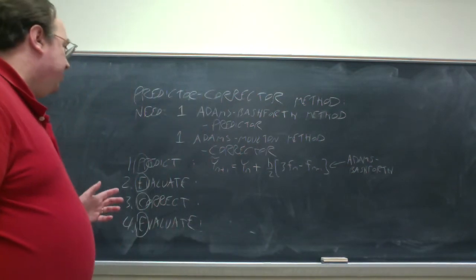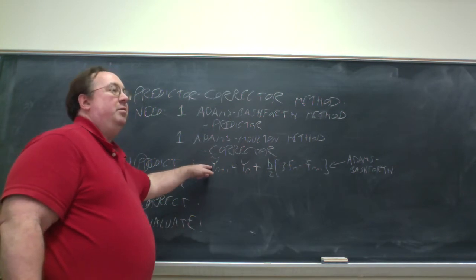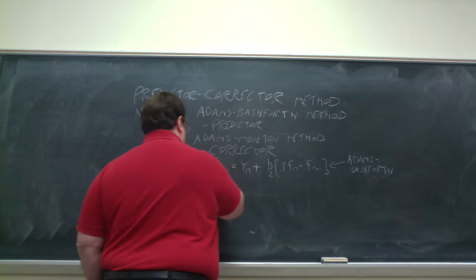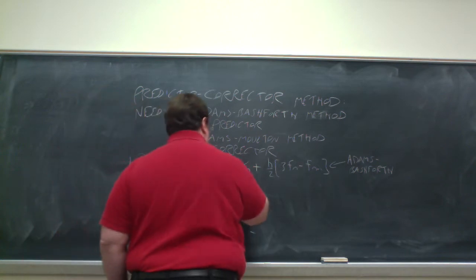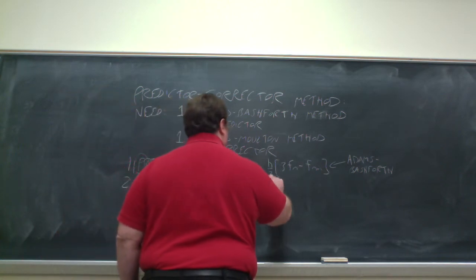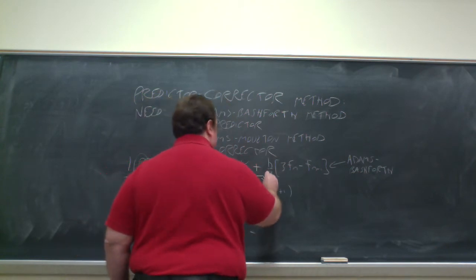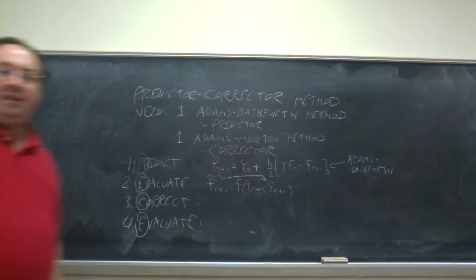Okay. So that gets the ball rolling. The next thing we do is we go ahead and plug this new y value into our time derivative f. So fn plus 1, I'll call it fn plus 1 tilde, is equal to f at tn plus 1, y tilde n plus 1. So what we computed during the first step gets plugged into f. Okay.